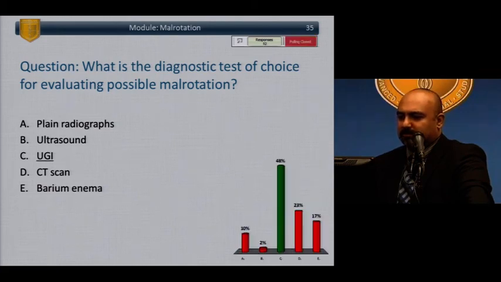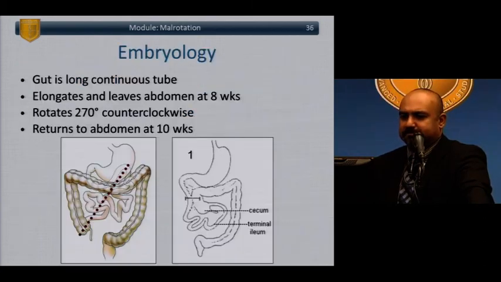All right, perfect. So about half of you. Good. Upper GI. The upper GI is the test of choice. It used to be that people would do a barium enema, but in about 15% of the cases, the cecum can be in a normal location and you could still have a malrotation. So the upper GI has become the gold standard.